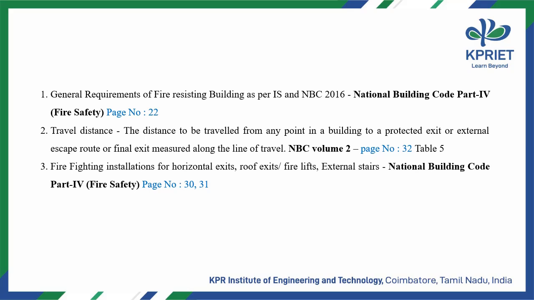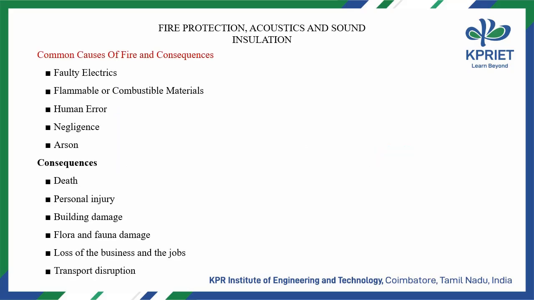Firefighting installations for horizontal exits, roof exits/fire lifts, external stairs, National Building Code Part 4, Fire Safety, page No. 30, 31. Common causes of fire and consequences. Common causes are faulty electrics, flammable or combustible materials, human error, negligence, arson. Consequences: death, personal injury, building damage, flora and fauna damage, loss of the business and the jobs, transport disruption.